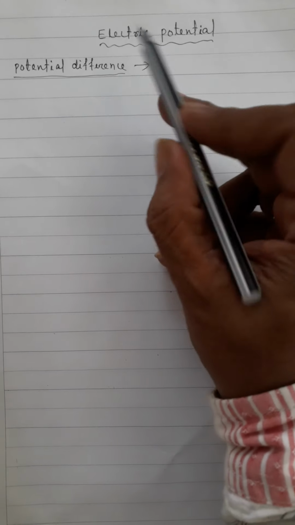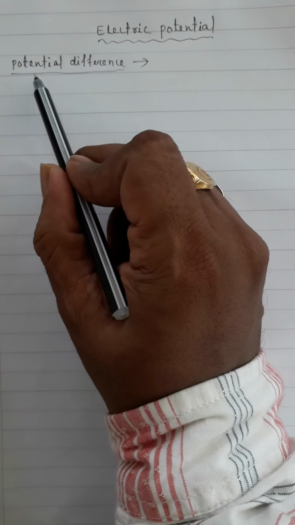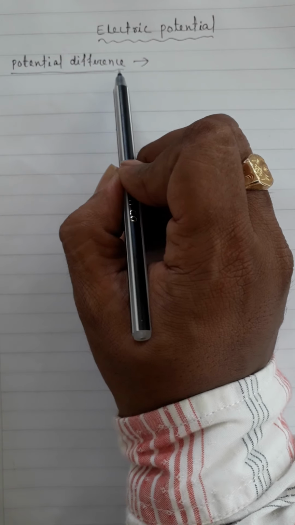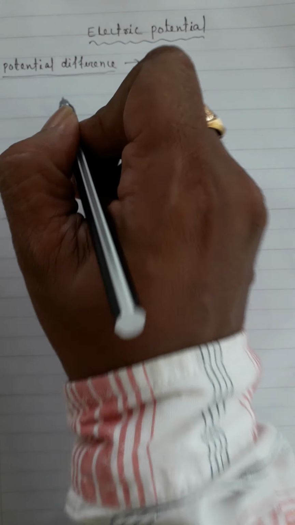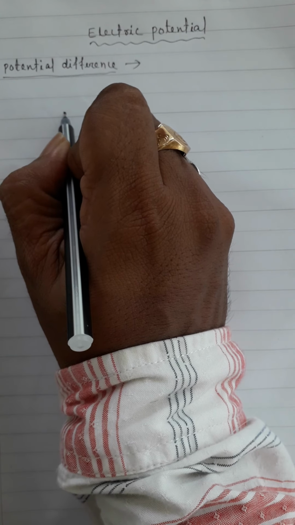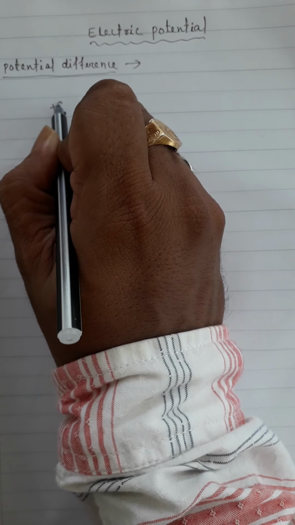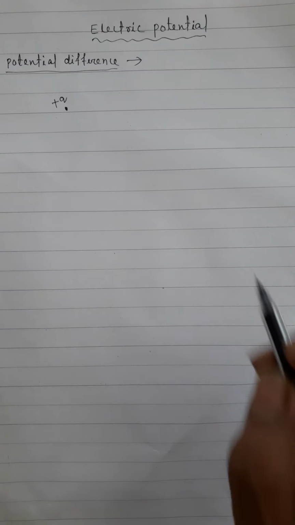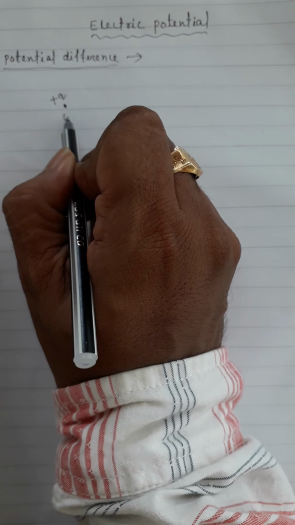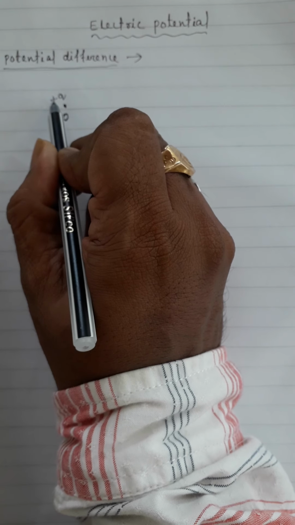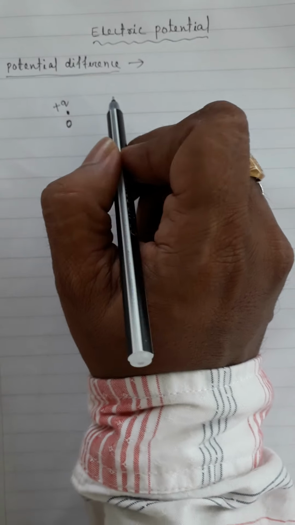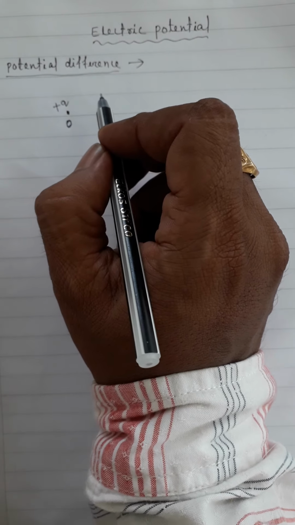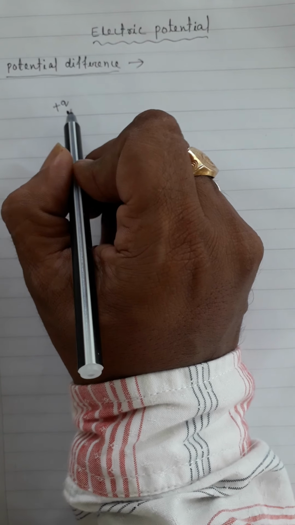Dear students, today we will discuss electric potential. First of all, we should know what the potential difference between 2 points is. So consider a point charge, the source charge plus Q, located at point O. Let A and B be 2 points in its electric field.